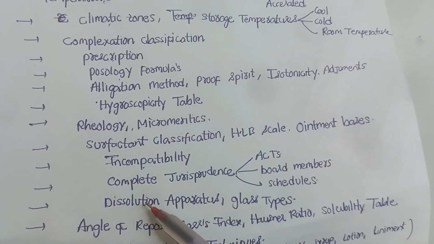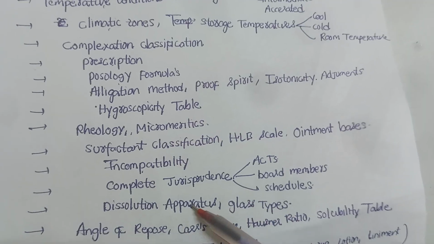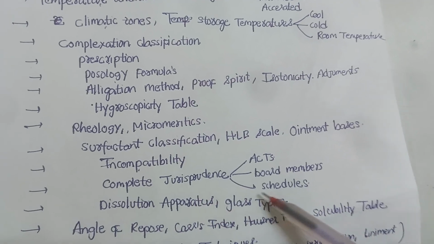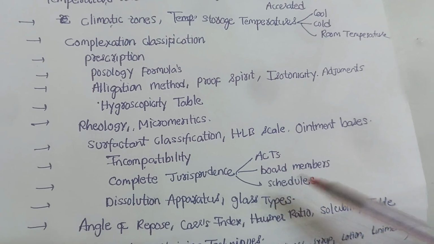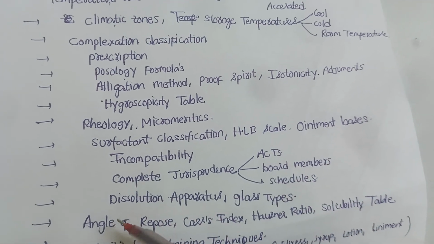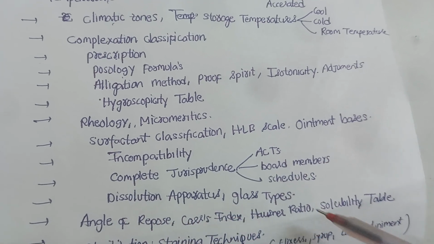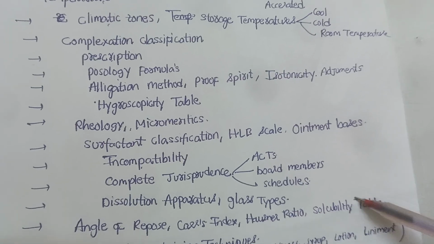And study about dissolution apparatus, the USP types and IP types, and the glass types, type 1, type 2, type 3, type 4 glasses, and the specific tests also. And know the values of angle of repose, Carr's index, Hausner's ratio, and the solubility table, very important.